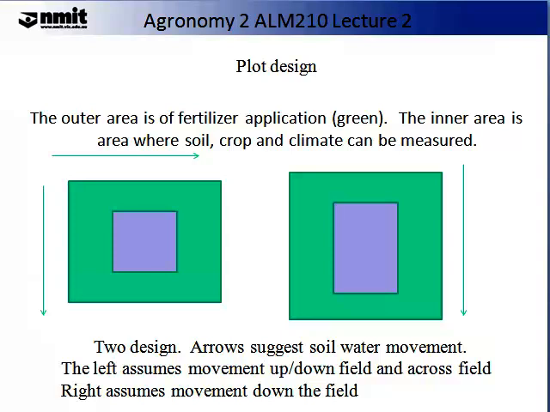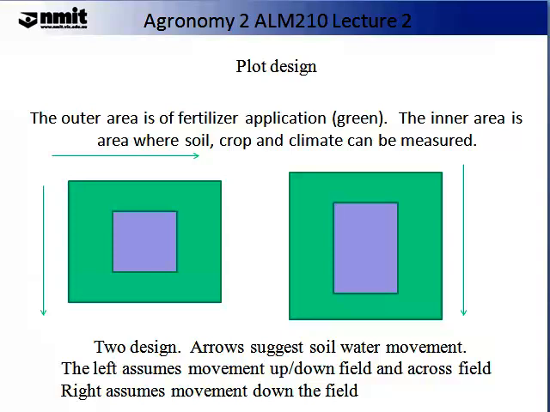The outer area, or green area, is the fertilizer application area. The inner area is the area where the soil, crop and climate can be measured in order to assess the effect of the treatment. You will also observe that there are two designs on the slide. The arrows around these designs suggest where most of the soil-water movement occurs.